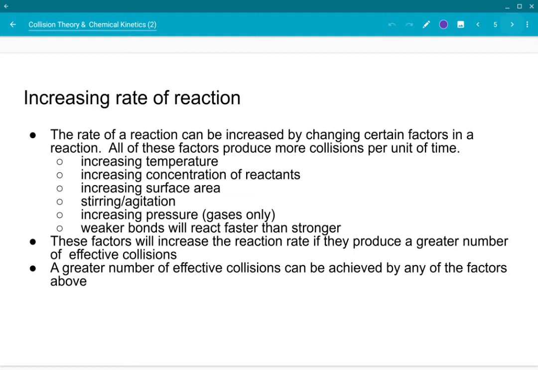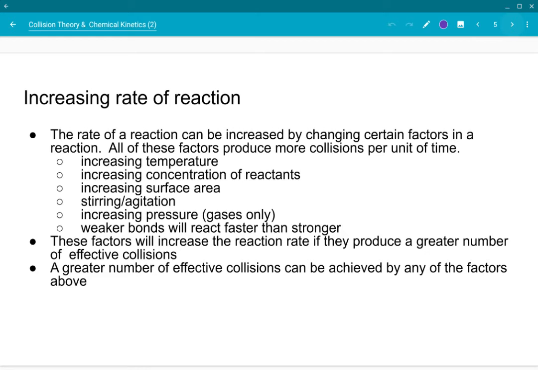If we increase the concentration of reactants, the same thing. You'll have them move around more, and by moving around more, they're going to hit each other and also cause a reaction. If we increase our surface area, the same thing would happen. I like to compare powdered sugar with a sugar cube. Powdered sugar is going to react really quickly, whereas a sugar cube is going to take some time. We can also stir or agitate things. That could also make things move around faster, causing them to react.